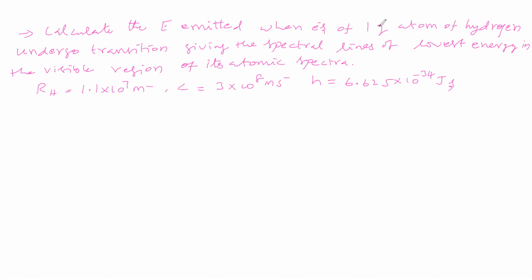So what is given is 1 gram atom of hydrogen. What does it mean? 1 gram atom of hydrogen means 1 mole of hydrogen atoms. That means Avogadro number of hydrogen atoms.